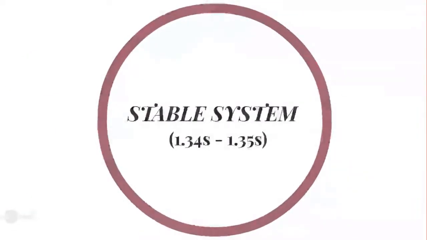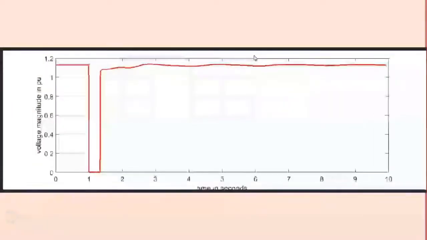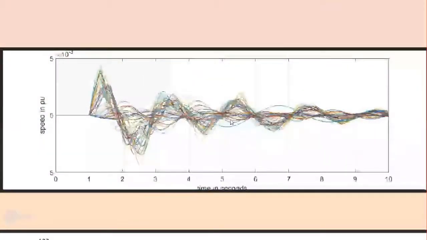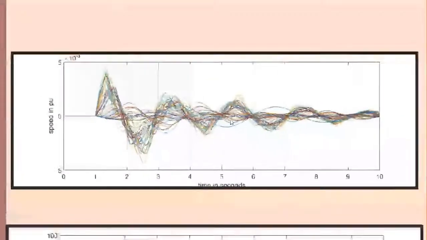For the stable system, we got the clearing time duration from 1.34 seconds to 1.35 seconds. And this is the graph that we obtained. This is the voltage magnitude for bus 50 during stable state. And this is the rotor speed for the generators. And this is the rotor angle for all the 50 generators. Both graphs are in stable conditions.